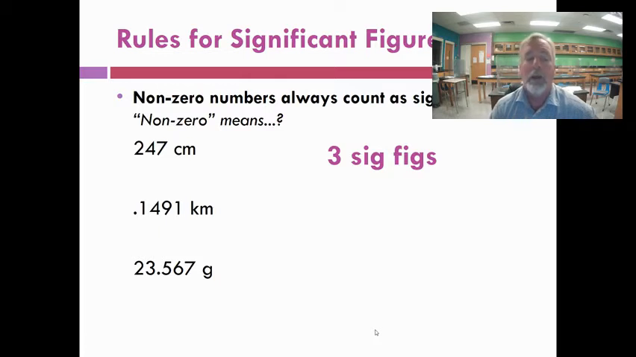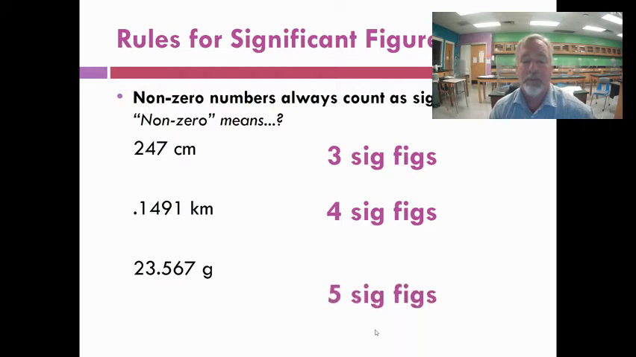0.1491. Again, if all 4 of those are non-zero, this one is going to have 4 significant figures. And our bottom one, there are 5 numbers there. All 5 of those digits are non-zero. This has 5 significant figures. That's a pretty precise measurement when we get to 5 digits.